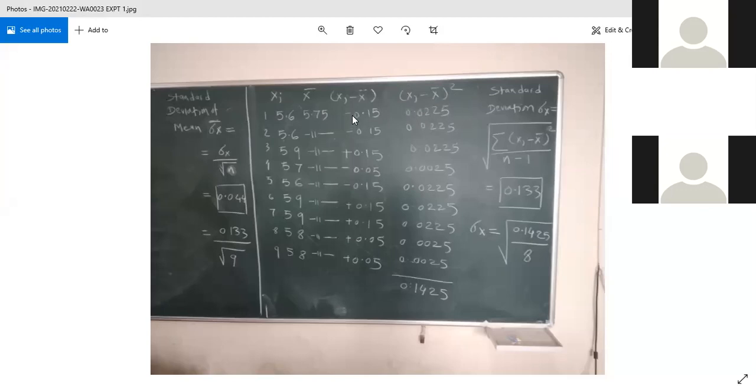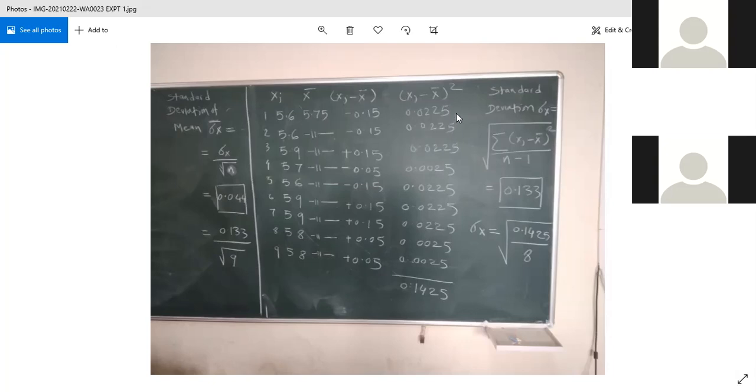Square the value you got. The square of a minus is also plus, and the square of 0.15 is 0.0225. 15 squared is 225, but there is a decimal point, so 0.0225. So for every reading we did this minus this. Now 5.9 is greater and 5.75 is less, so plus 0.15. 5.7 and 5.75, so it is minus 0.05. 5.6 minus 5.75 is minus 0.15. Here 5.9 plus 0.15, and 5.8 plus 0.05.